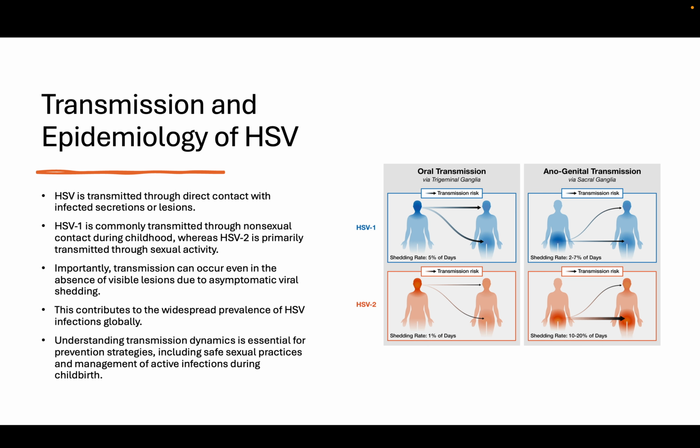So transmission, as we know, HSV1 is usually transmitted through non-sexual contact during childhood. This could be through kisses. HSV2 is mostly transmitted through sexual activity. That's why in general we primarily see HSV1 in our mouth and HSV2 in our genital areas.